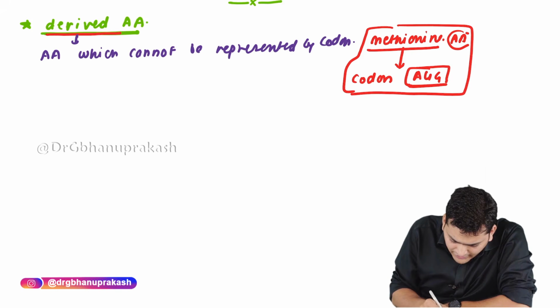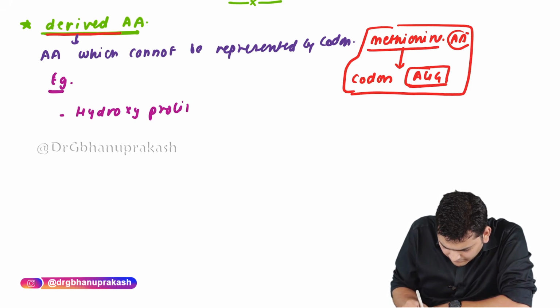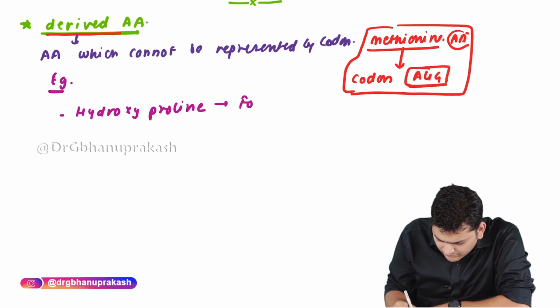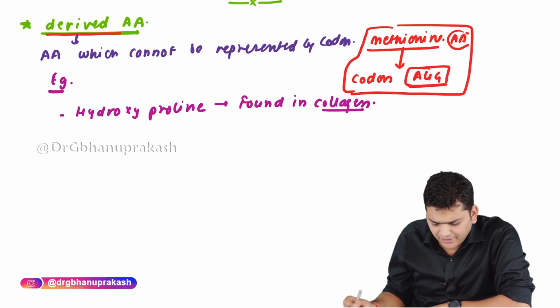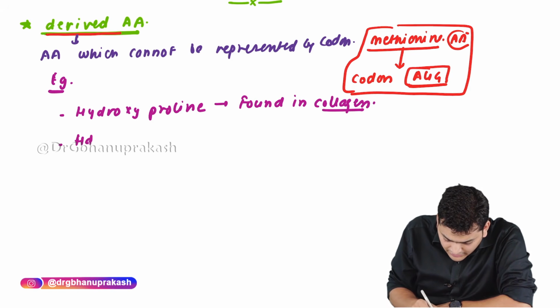The examples of derived amino acid: the first example is hydroxyproline. This is found in collagen protein. Collagen is a protein. The hydroxyproline is found in collagen. Then there is hydroxylysine.